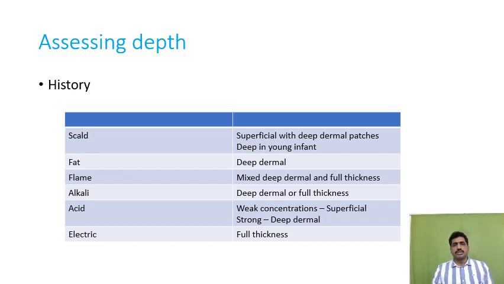Fats, that is hot oils, can cause deep dermal injuries. Flames cause deep dermal or full thickness injuries. Alkalis also cause deep dermal or full thickness injuries. Acids, if they are of weak concentration, cause superficial injuries. If they are strong acids, they cause deep dermal injuries. Electrical burns at the site of contact will cause full thickness burn injuries.